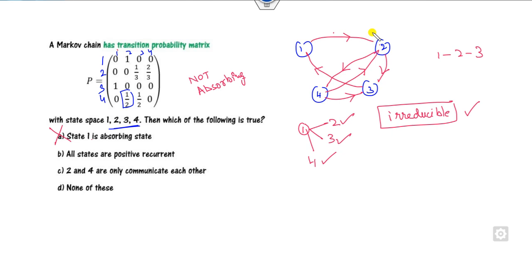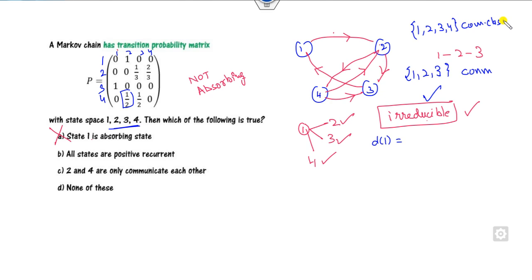Now, you can check whether it is my aperiodic or not. How can you check that? You can find the period. What is the period of the 1? You can see 1, 2, 3 is a closed loop. So you can say 1, 2, 3 is my communicating class. Also you can see 2 and 4 are my communicating class. So what is the meaning of that? 1, 2, 3, 4, all are my communicating classes.